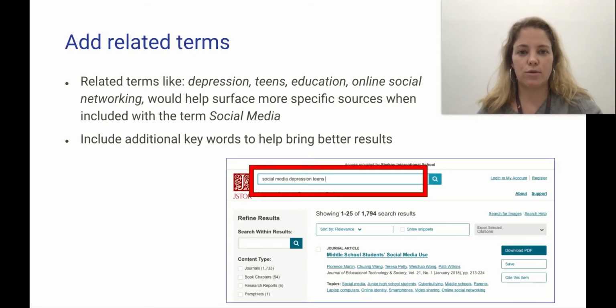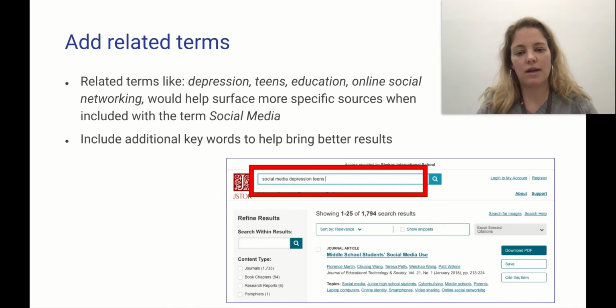One of the best ways to improve your searching is by adding related terms. This first search that I was doing here was about social media. And so I started with social media, but I was getting too many results. So I realized I had to narrow my topic a little bit. And I did that by adding additional terms. So, really, my big topic is about social media, depression, and how social media can cause depression in teens. Or can it? That's what I'm wondering.